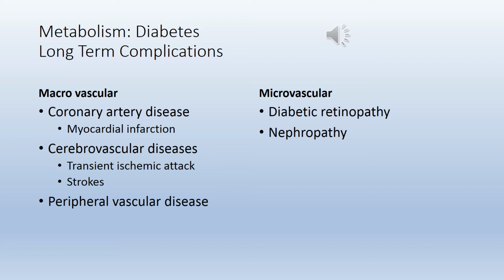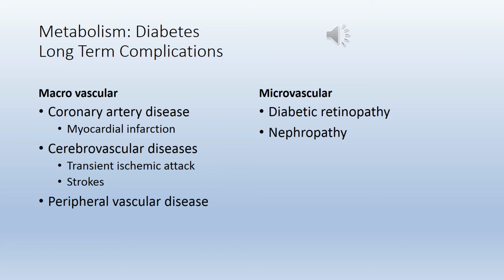The concept of metabolism with the exemplar diabetes has long-term complications. There are macrovascular complications and microvascular complications. Diabetic macrovascular complications result from changes in the medium to large blood vessels. Blood vessel walls thicken, sclerose, and become occluded by plaque that adheres to the vessel walls. Eventually, blood flow is blocked. The macrovascular complications are coronary artery disease, where they can have a myocardial infarction, cerebrovascular diseases, where they can have transient ischemic attacks or strokes, and also peripheral vascular disease.